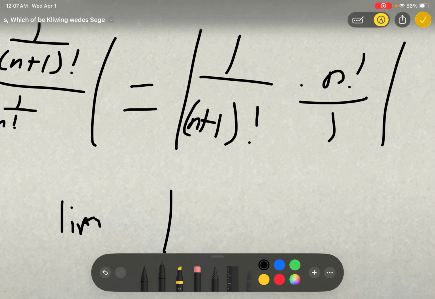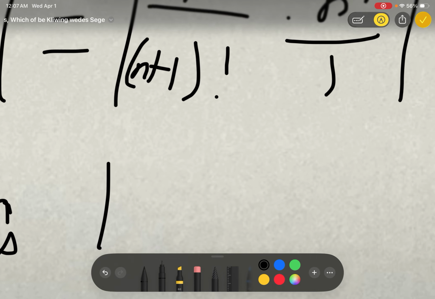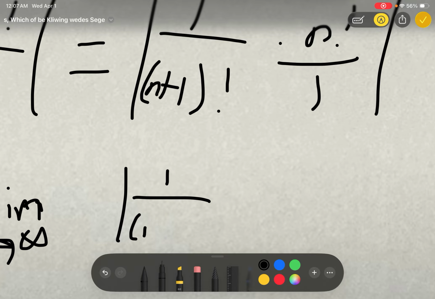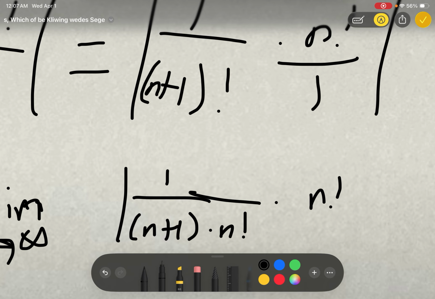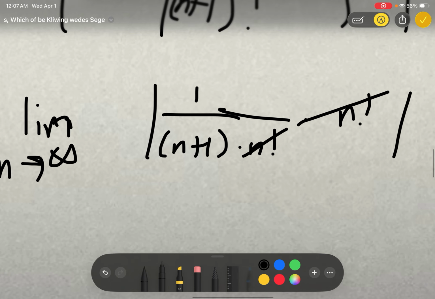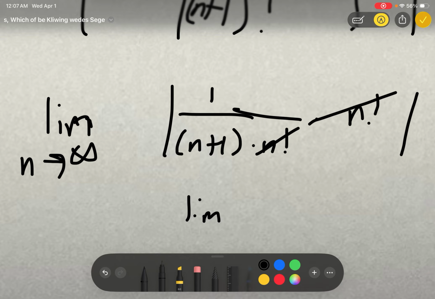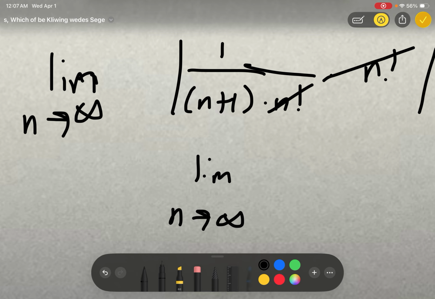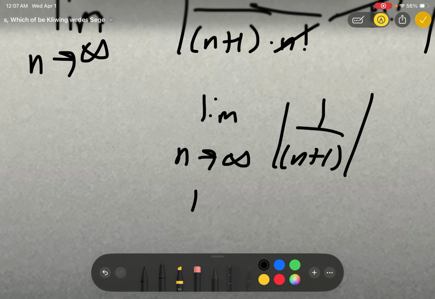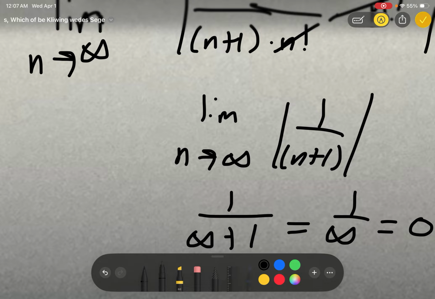Let's apply the limit as n is approaching infinity again. 1 over n plus 1 factorial times n factorial. Those are the properties of factorials. I would recommend reviewing that if you don't remember how to apply these. Those factorials cancel, which gives you the limit as n approaches infinity of 1 over n plus 1. Now we plug in infinity: 1 over infinity plus 1, which is just 1 over infinity, which is just 0.